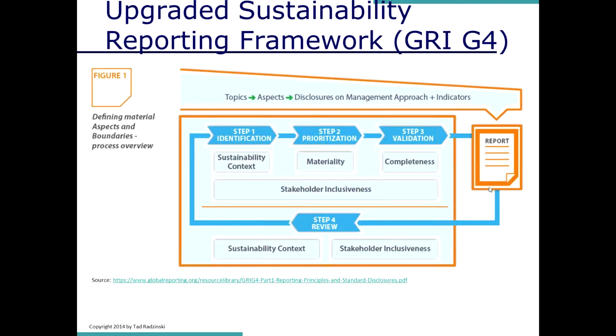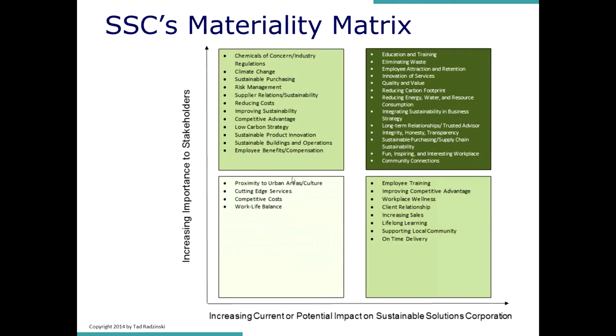So you're going to do your reporting, and then you're going to keep that process going. You're going to go through it again and again. And that's something I like to point out. When you're doing your materiality matrix or your materiality assessment, you want to understand that this is pretty much a thing that you keep focusing on, keep adapting to and adjusting.